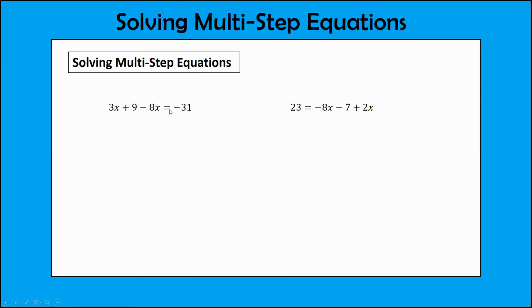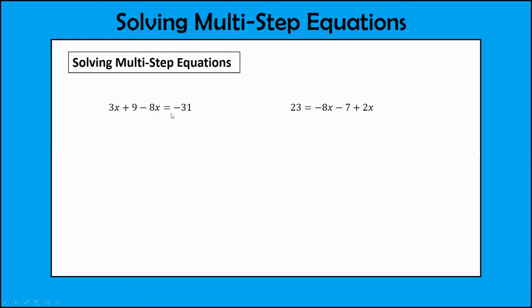So in this equation, if you look at the left side, it's 3x plus 9 minus 8x. I have three terms on the left side: 3x, the 9, and the -8x. The right side is just -31, so we're good there. But on the left side, what we need to do is combine like terms before we start solving. We want to simplify it.